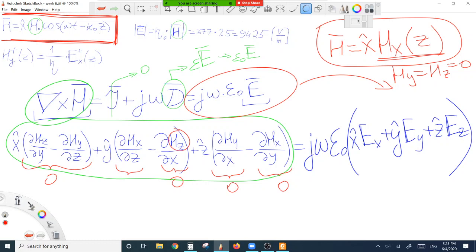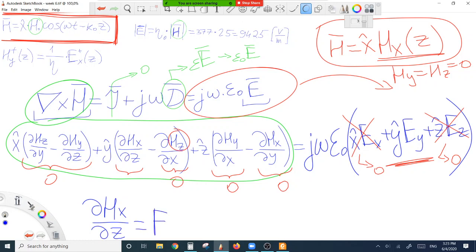So if the components along x and z are 0, correspondingly the components of the electric field along x and along z will also be 0. It means we have only a component along y. Now what we have, dHx over dz will be equal to the component of Ey, the component along y.